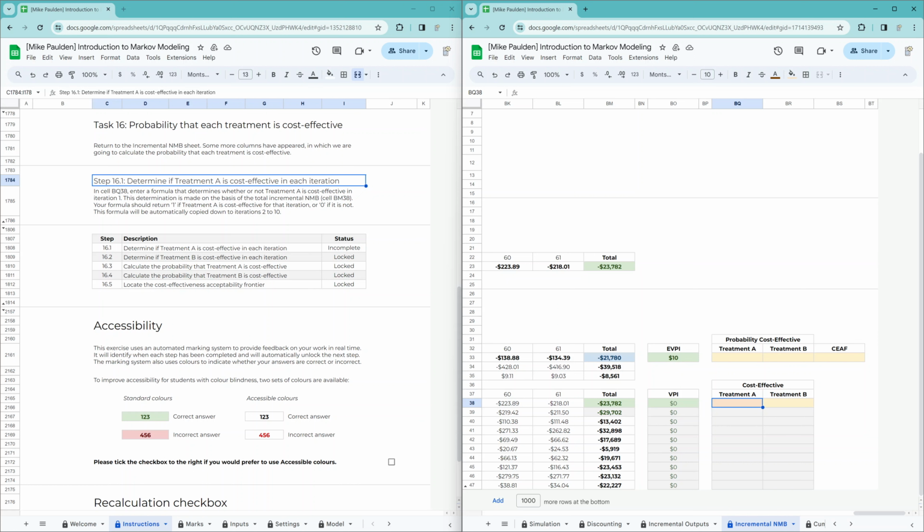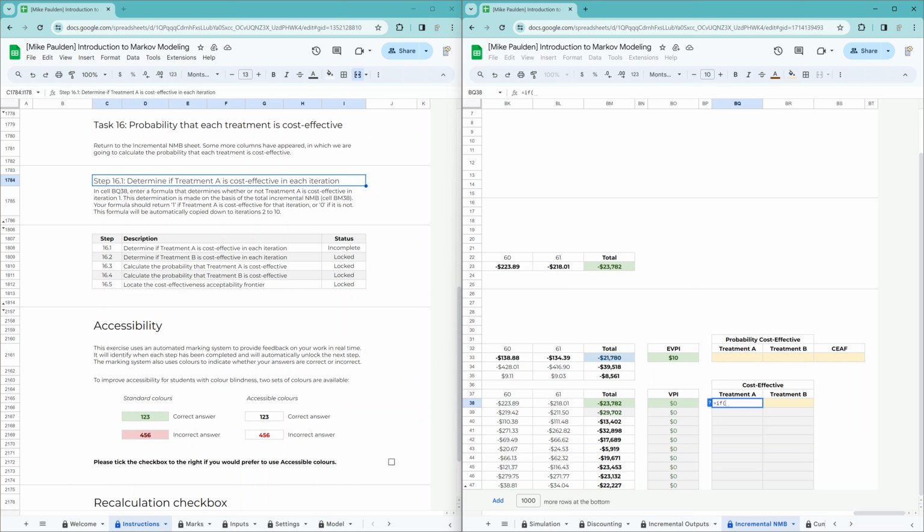effective on this iteration. And as we talked about earlier, this cell here tells us whether treatment A is cost effective. If this is positive, that means that treatment B has a positive incremental net monetary benefit versus A, and so treatment B is cost effective, treatment A is not. So if this cell is positive, we want a 0 here, treatment A is not cost effective. And if this is negative, as it happens to be in this case, well then treatment A is cost effective. Okay, so we can just do a very simple if statement.